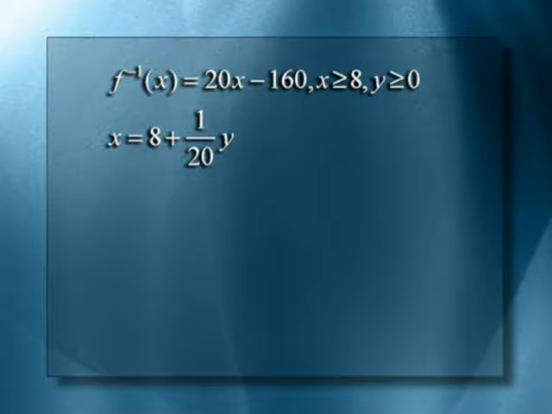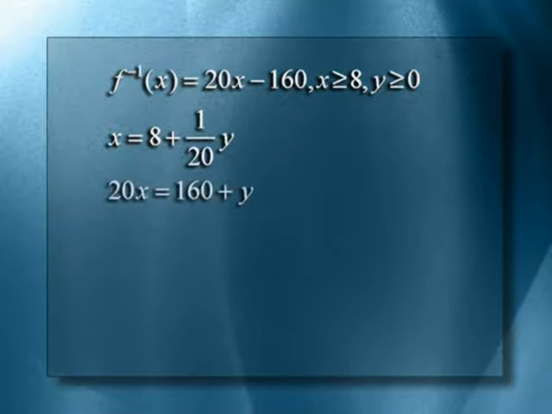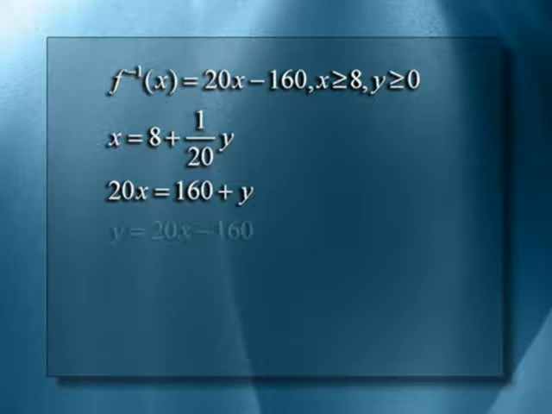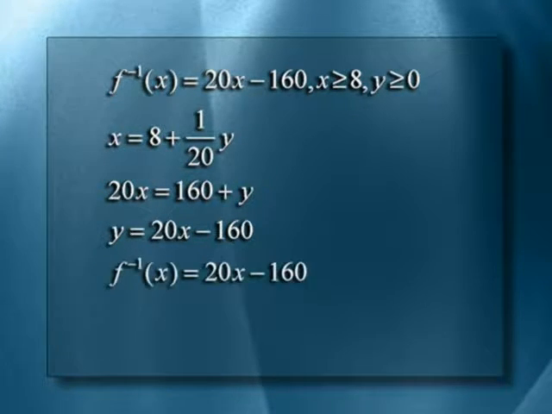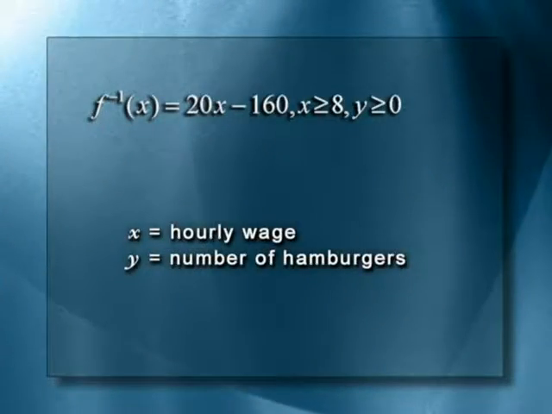So how about if I multiply by 20 both sides? And I get 20x equals 160 plus y. And now I can solve for y. y equals 20x minus 160. That's the inverse function. f inverse of x is 20x minus 160. All right. Who were these variables, though? Let's be careful now. x here is the amount of money I'm paid, and y is the number of hamburgers.